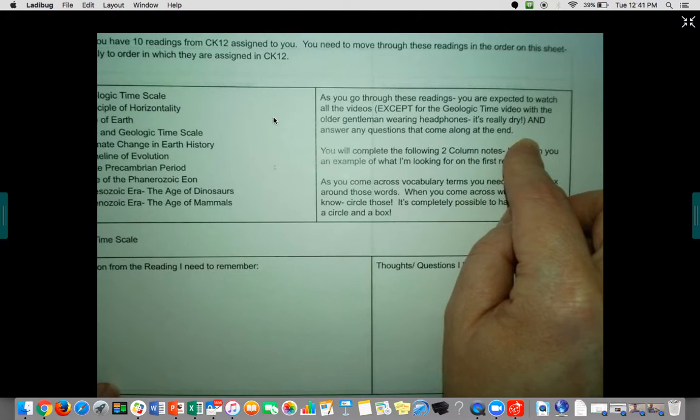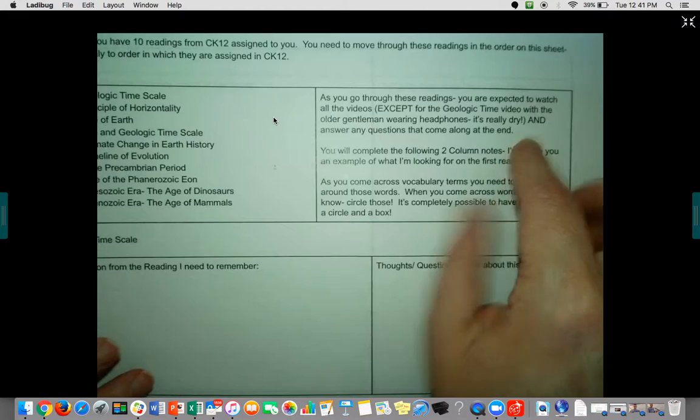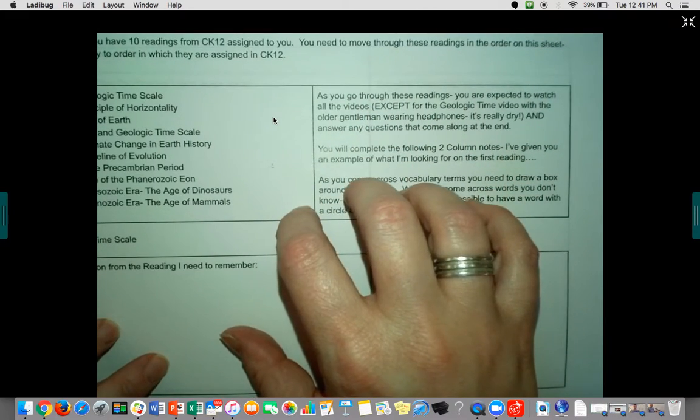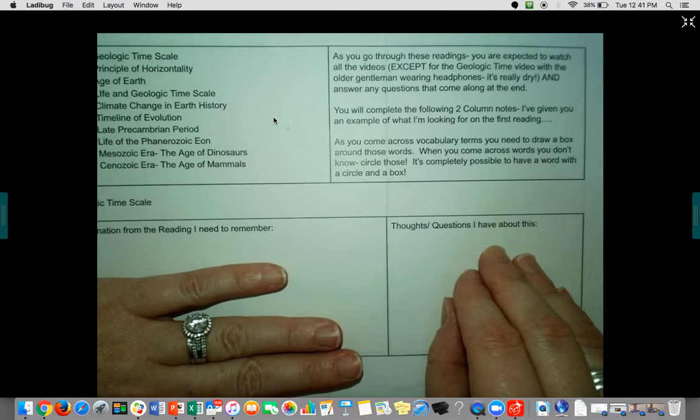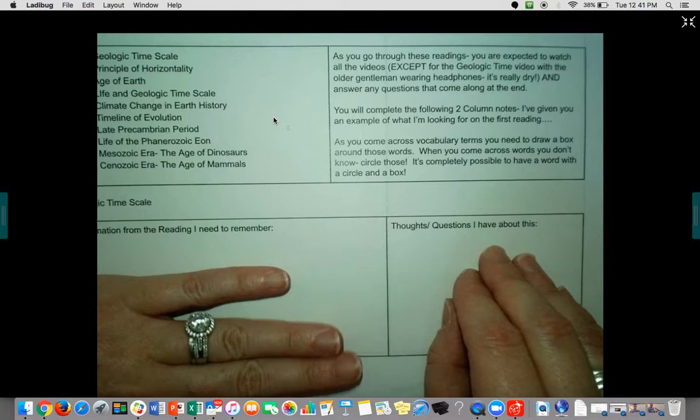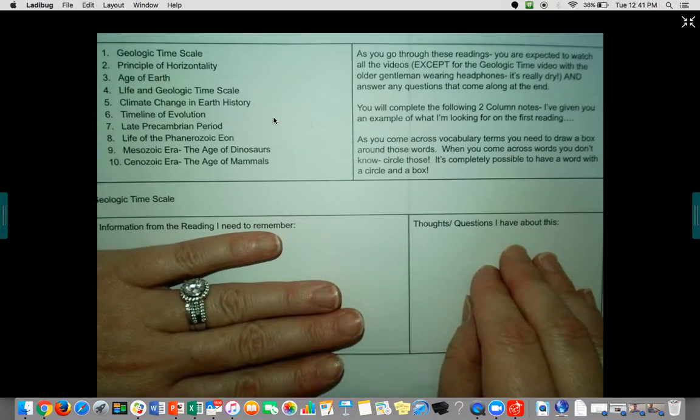You know how sometimes at the end they have questions for you? I want you to answer them on paper. So you've got two-column notes here. The purpose behind two-column notes is that it's kind of metacognition-type stuff. I'm going to go through the first one with you and show you what I'm looking for.